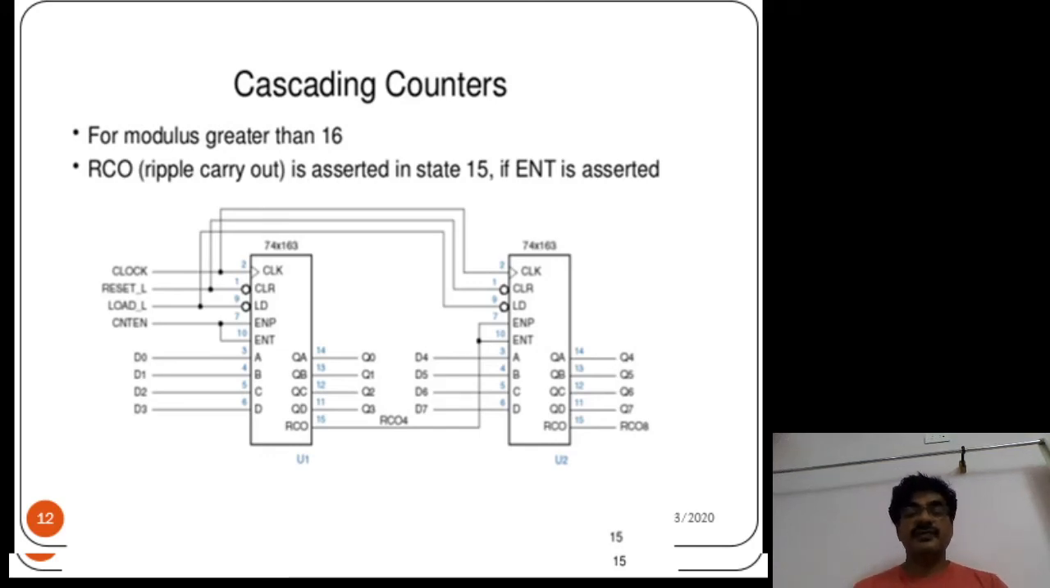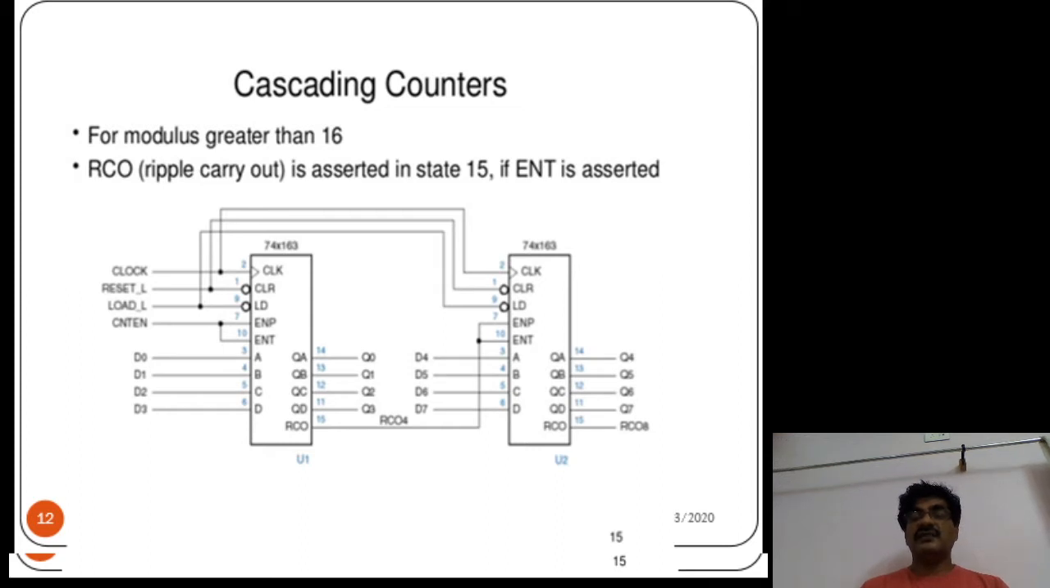Welcome back. In connection with the previous lecture about counters and types of counters, we have also seen the MSI counter, IC 74163. What is 74163? It is a 4-bit synchronous counter. Now, if you want to increase the size of the counter, many such ICs need to be connected.